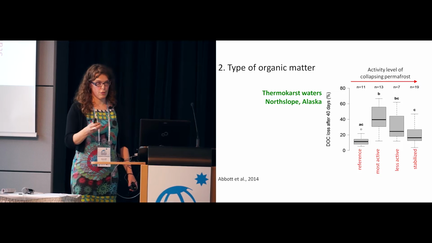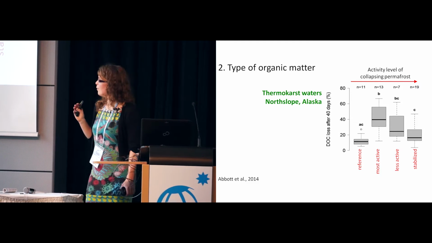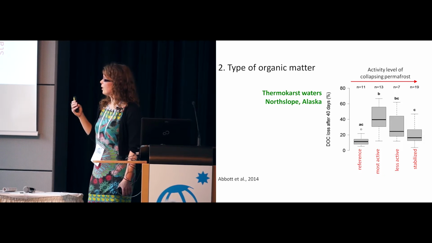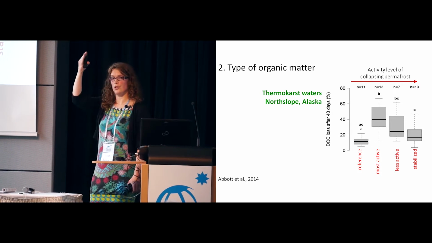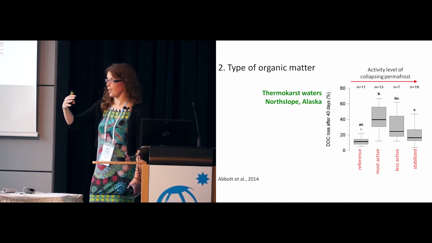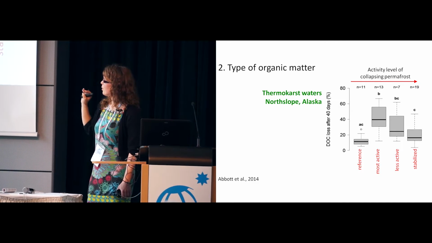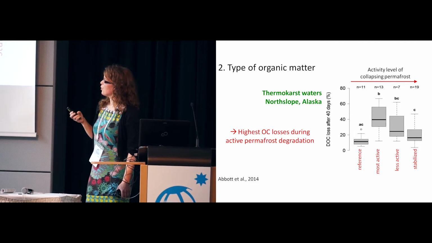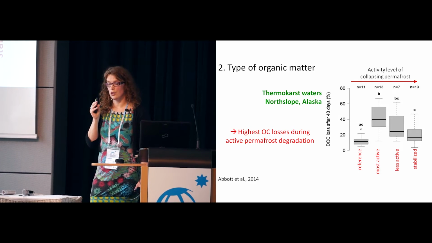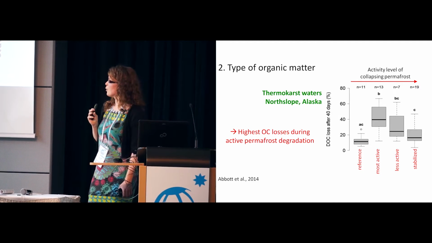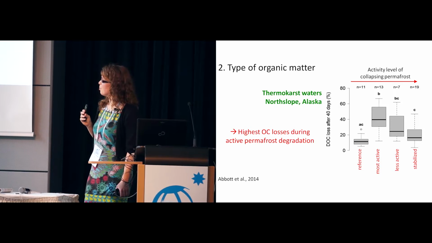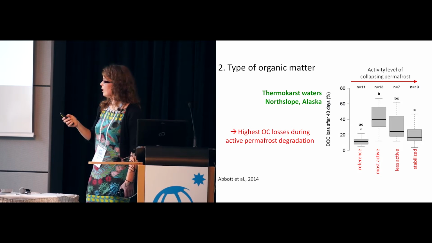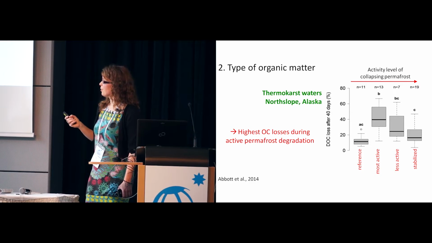So on the left, you see reference data points of stable situations that are not slumping. And then to the right, you see during the peak of the slump and where there's lots of active degradation, and it's slowly getting more stable and vegetated again, for example. And you see that the highest DOC losses are at the moment when the slumps are most active and there's most fresh permafrost being released into your systems. So that organic matter at that moment is also most directly from permafrost.